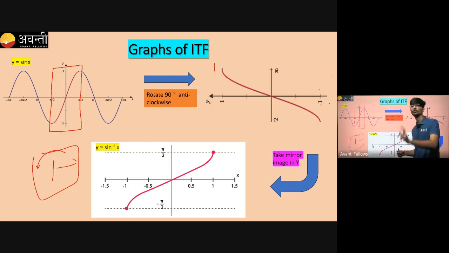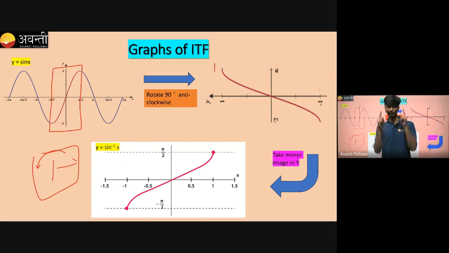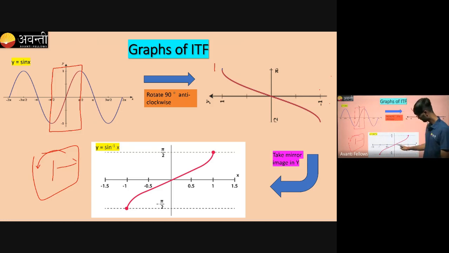As I told you, we have to remember one thing: the input and output get interchanged, meaning the x and y axes get interchanged. Here the x axis was angle, the input, and the y axis was value, the output. Now it gets interchanged. On the x axis we will get values, see, -1, -0.5, 1, and on the y axis we'll get the output, or the angle.